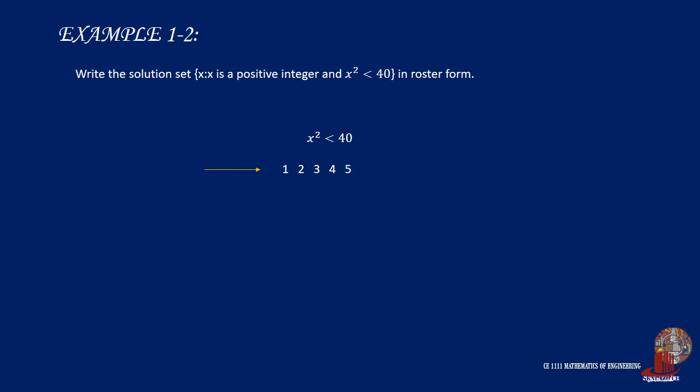Example 2. Write the set of all x such that x is a positive integer and x squared is less than 40 in roster form. There are two conditions defining the set. One, that all elements should be positive integers, and two, that x squared should be less than 40. From this, we would have our conclusion that the numbers 1, 2, 3, 4, 5, and 6 would have their squares less than 40. So, in roster form, we can write them as {1, 2, 3, 4, 5, 6}.